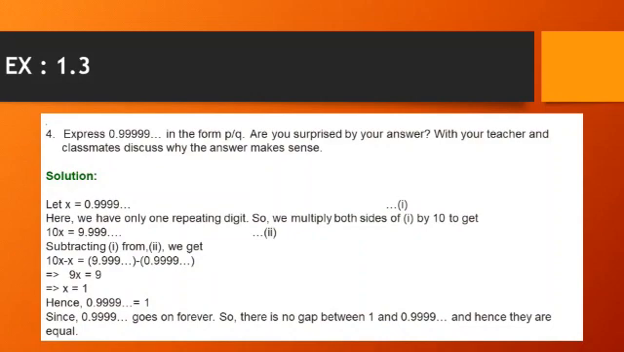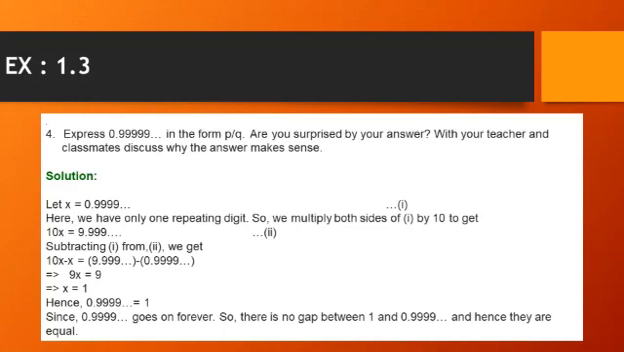Solution for this question. Let x is equal to 0.9 bar. Here we have only one repeating digit, so we multiply both sides of this first equation by 10 to get 10x is equal to 9.999. Consider this to be the second equation. Subtracting 1 from 2, we get 10x minus x, which is equal to 9.99 minus 0.99, which gives the result as 9x is equal to 9. While simplifying, we got the result as x is equal to 1.